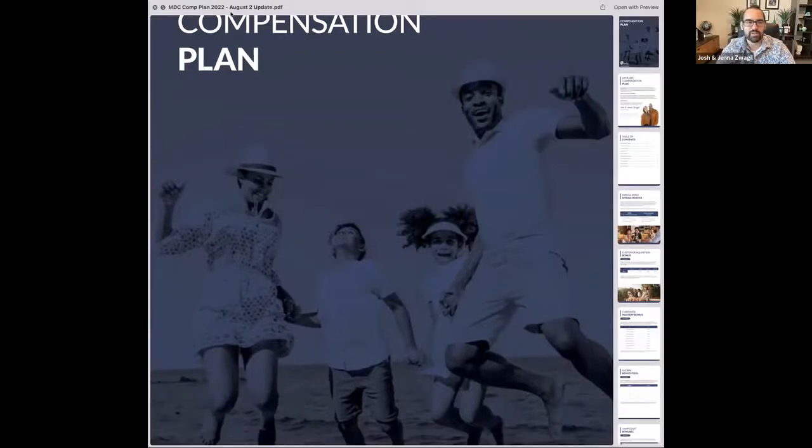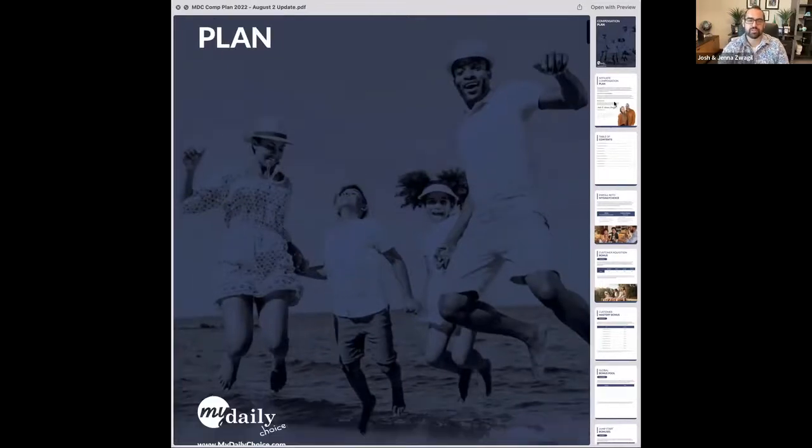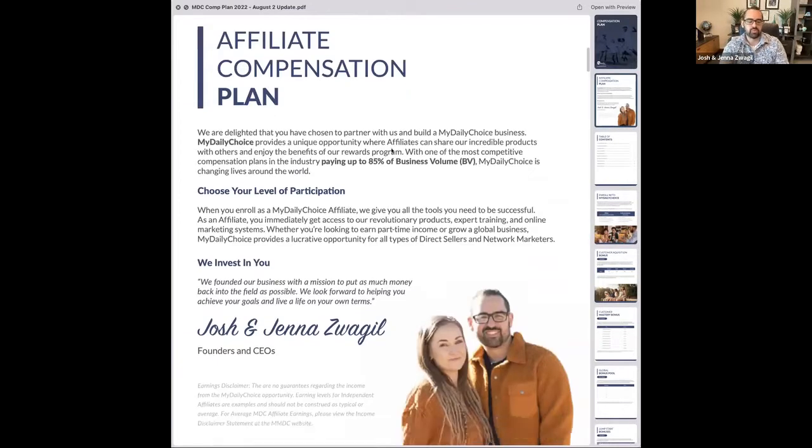I'm in the My Daily Choice compensation plan PDF. So first things first, let's talk a little bit about the payout in My Daily Choice. This is the first page, and this is really important.